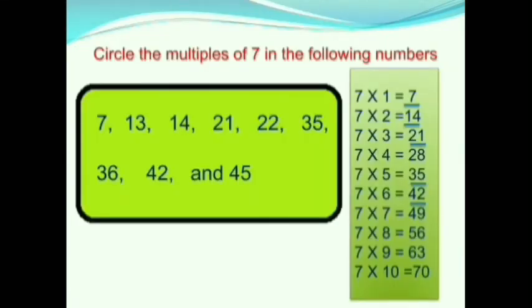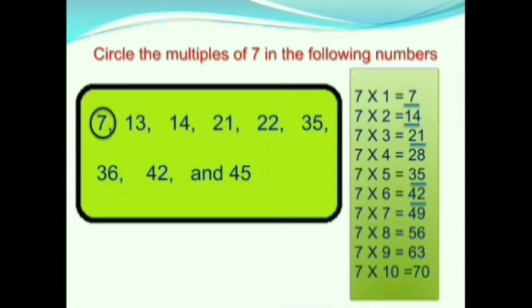Children, now we will circle the multiples of 7. Here we have 7 table. First number is 7. 7 is there in 7 table. Yes, it is there. 7 ones are 7. So we will circle it.